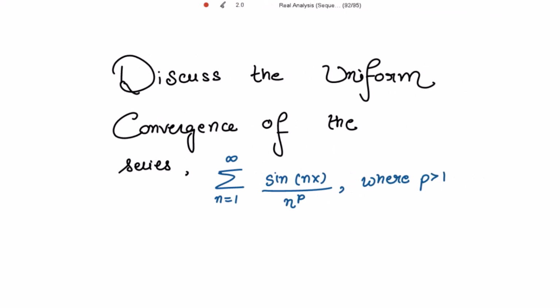Discuss the uniform convergence of the series summation n going from 1 to infinity of sine of nx divided by n to the power p, where p is strictly greater than 1. Such examples are solved by the Weierstrass M test, which is very important.